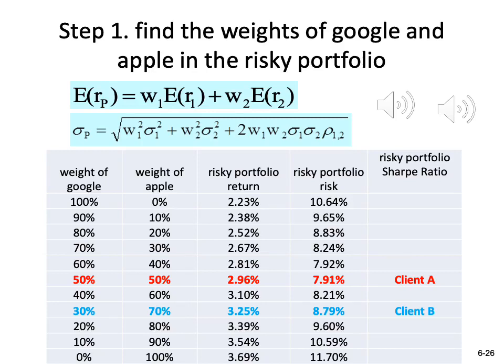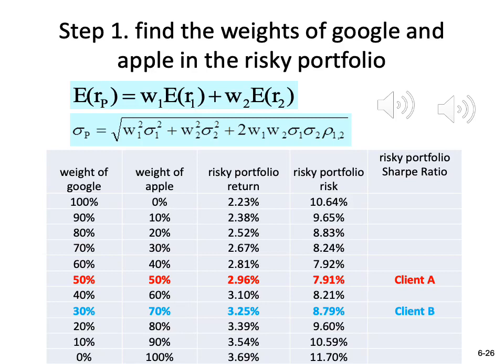The risk level or the standard deviation is 7.91%. So that is the combination you will recommend to your client A. Client B says, to minimize the portfolio variance, but at the same time, give me at least 3.25% return. That is simple. You will pick the blue portfolio.